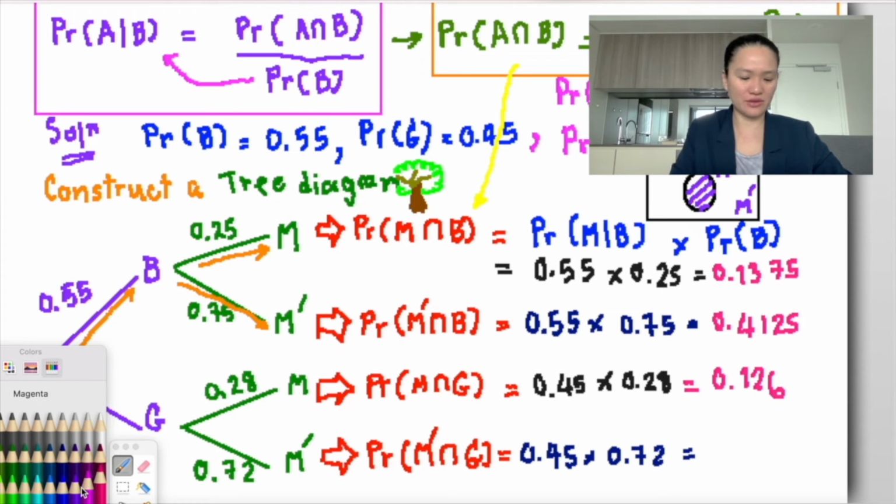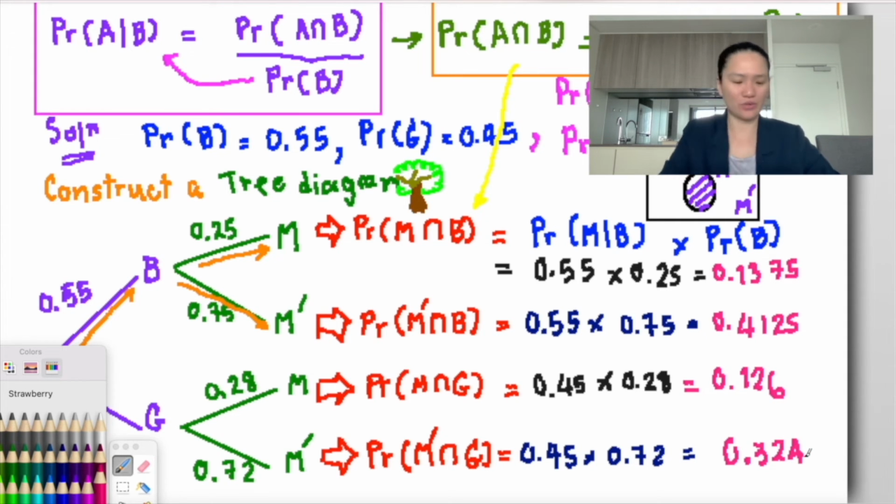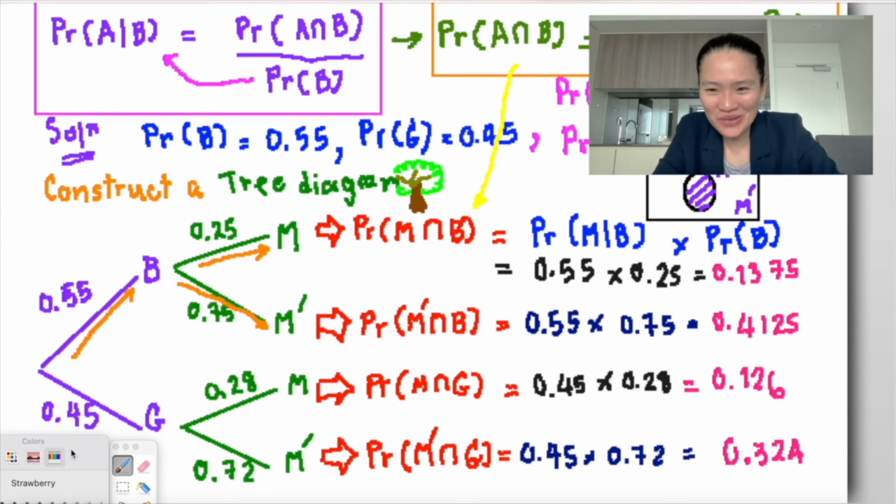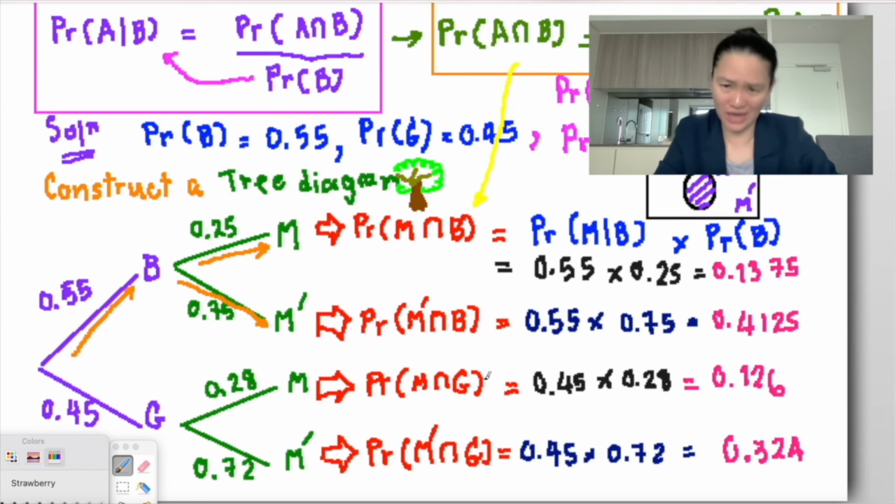0.45 times 0.72 equals 0.324. Okay, I would like to do something a little bit tricky for us.